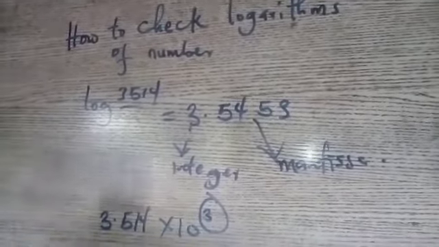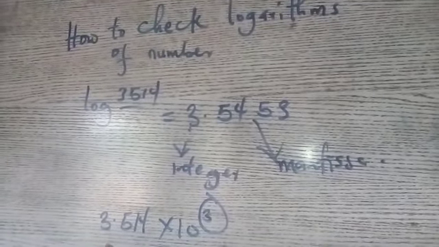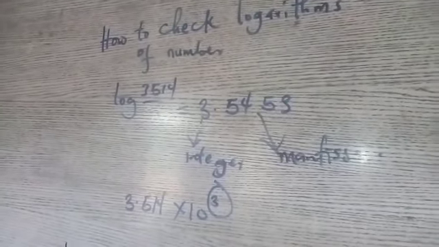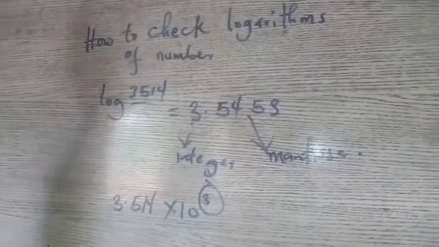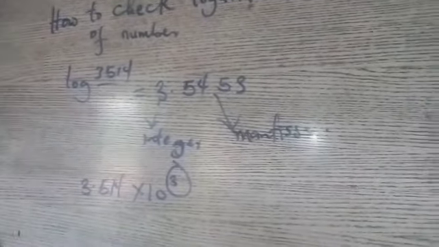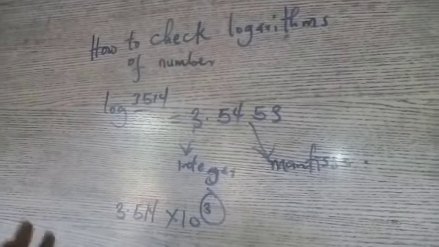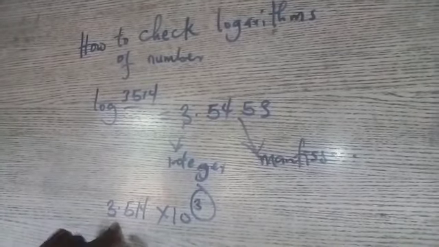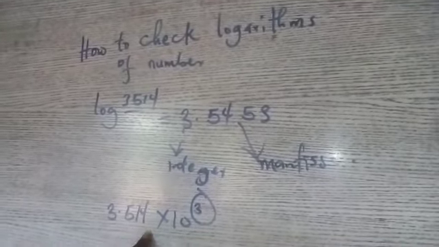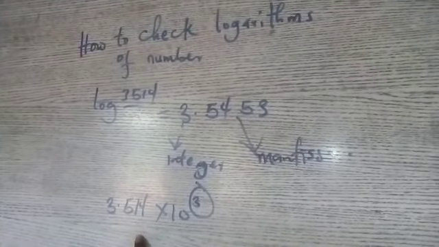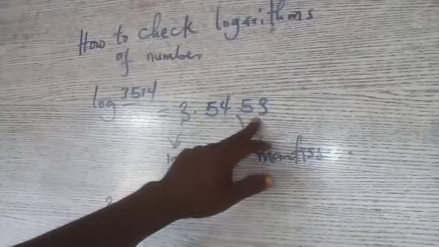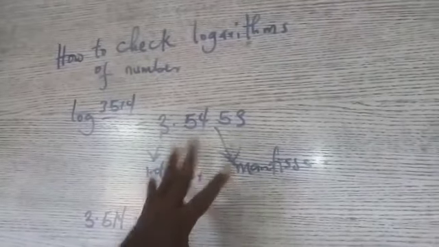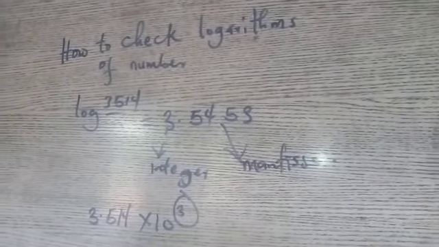For the mantissa, you now check the logarithm of 35 under 1, difference of 4. You go to your logarithm table, you will see a column that contains the numbers, and you see the other column which contains the logarithm. You look at 35 under 1, difference of 4, and that will give us 5453. So that is how the mantissa is obtained. I want you to take note of that.